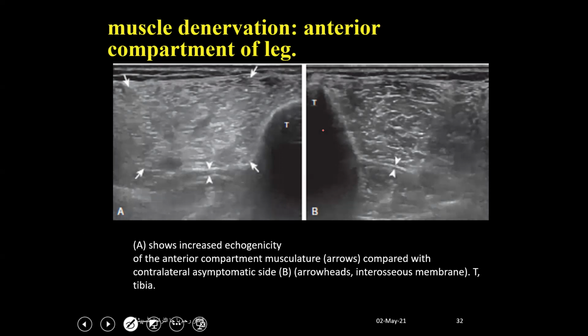Muscle denervation. So here you can see if muscle is denervated, there is a comparison of two muscles. A shows increased echogenicity of the anterior compartment muscle, compared with the contralateral asymptomatic side B muscle. Here you can see the echogenicity is slightly lower than the denervated one. So you can easily appreciate denervated muscle with the increased echogenicity while comparing with the other side normal muscle or comparing with your own muscle.